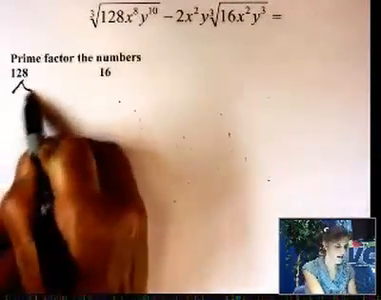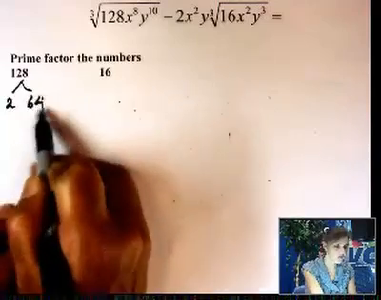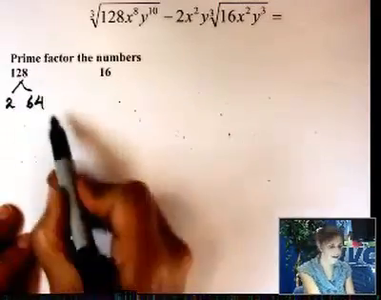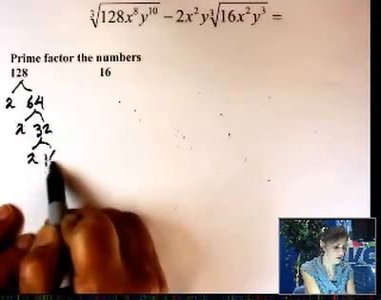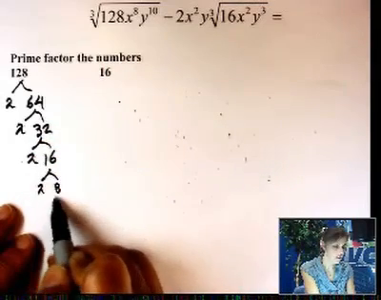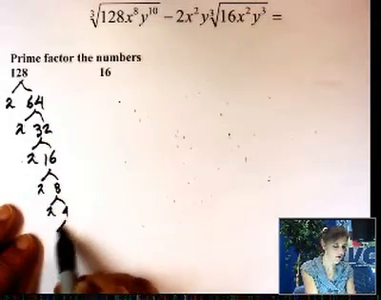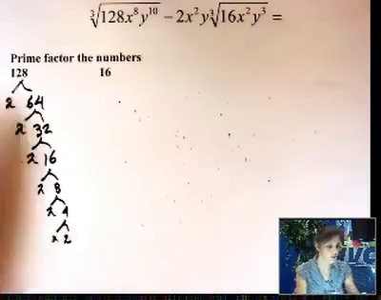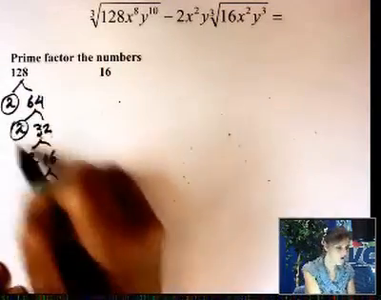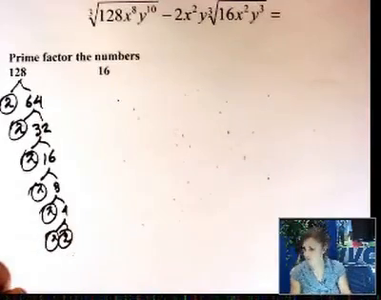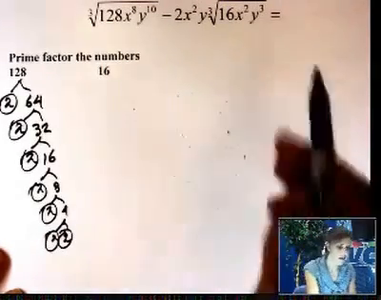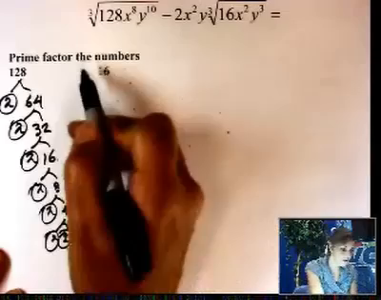128, let's do it again. 2 times 64 is 128. 2 times 32, 2 times 16, 2 times 8, 2 times 4. So I'm dividing everything by 2 each time. You have 1, 2, 3, 4, 5, 6, 7. All right? So you have 2 to the 7th.